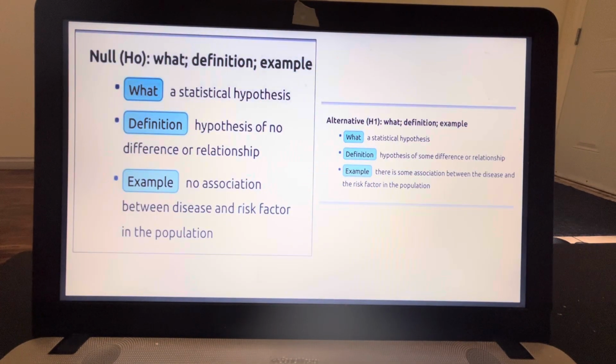Next, moving to something very, very important, that is the null hypothesis. What is the meaning of null? Null means there is no relationship. We are testing something and we say there is no effect or no relationship, no association between disease and risk factor in the population. Then we take one alternative hypothesis in which we say there is some difference, there is an association or effect. So that is the alternative, and then we compare both. We look at the p value and decide whether we are going to accept the null hypothesis or the alternative hypothesis.